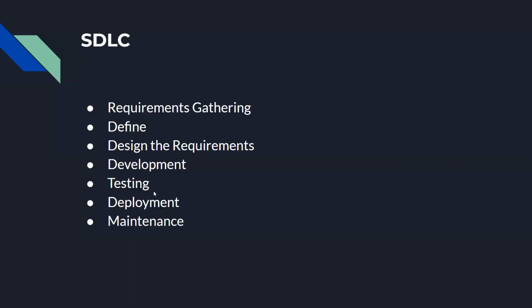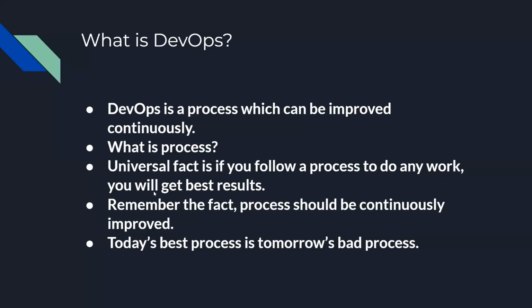So now let us discuss what is DevOps. DevOps is a process which can be improved continuously. Soon we will discuss what the process is. The universal fact is, if you do any work personally or professionally, in your life or in your career, if you follow a proper process, you will get the best results. This is a fact known by every one of us. And remember, this process should be continuously evolved. Today's best process can be tomorrow's bad process. If you are following one process today, you may get the best results, but tomorrow it can become a bad process. You need to improve yourself again. That's the universal fact.